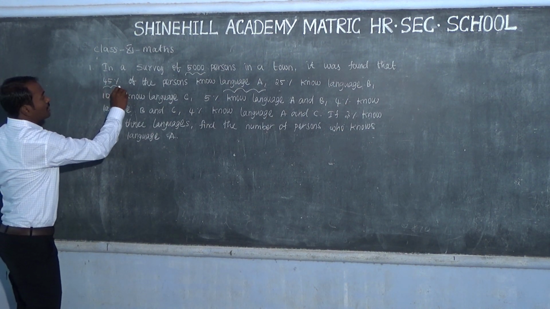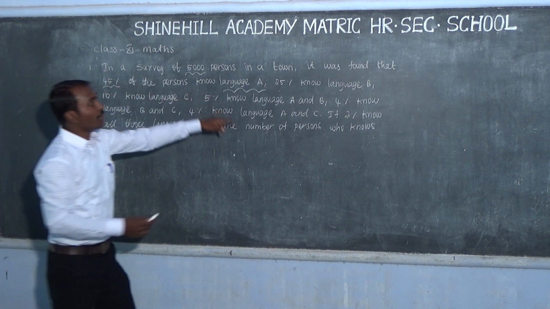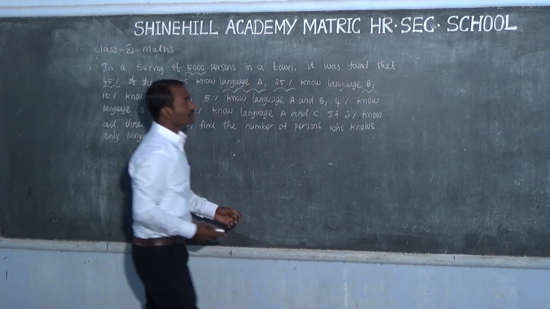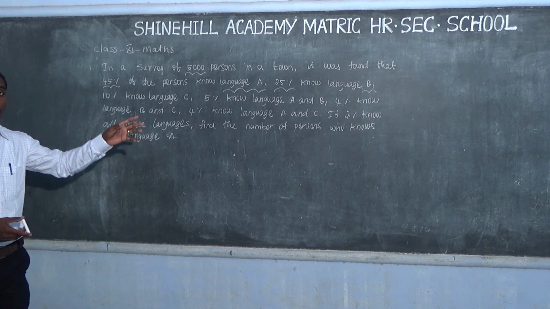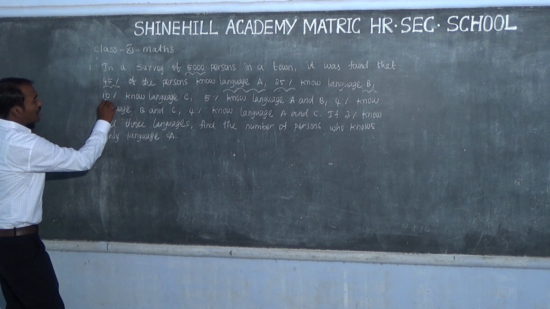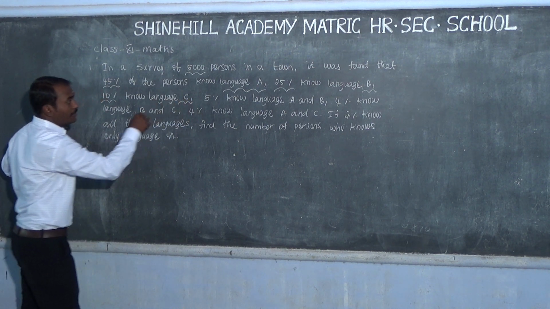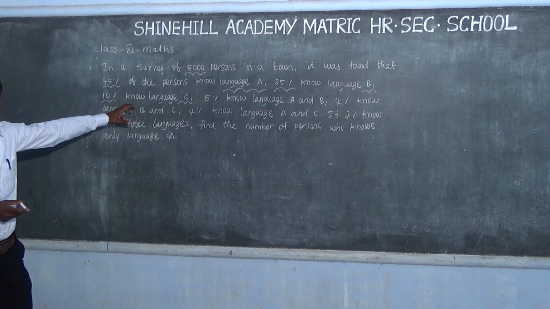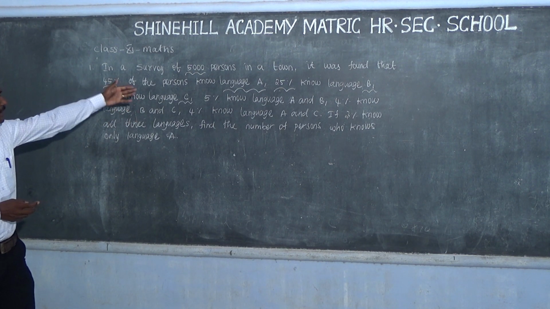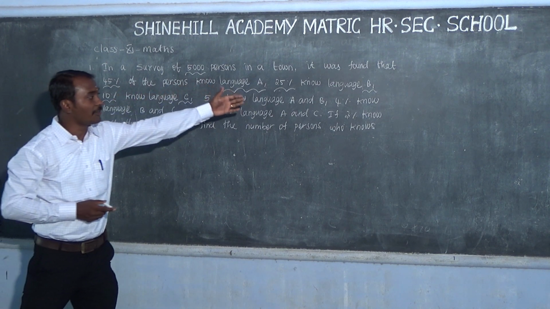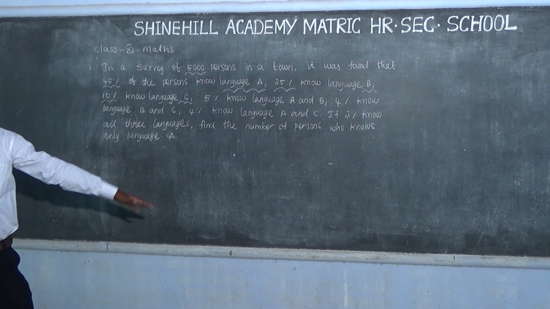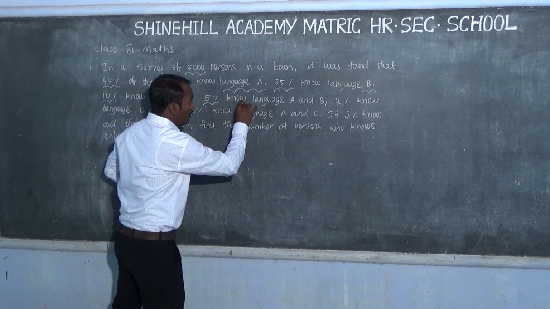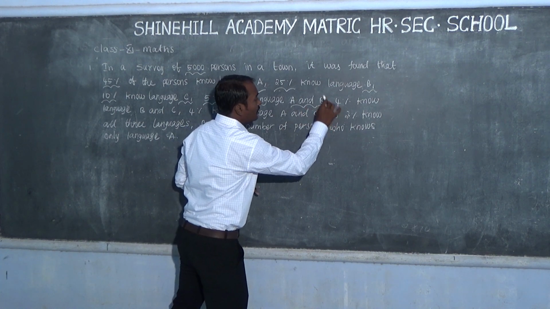45% of people know A, and 25% of people know language B, and 10% of people know language C. So totally three languages are given. 45% of persons know language A, 25% B, 10% language C, and 5% of people know languages A and B.